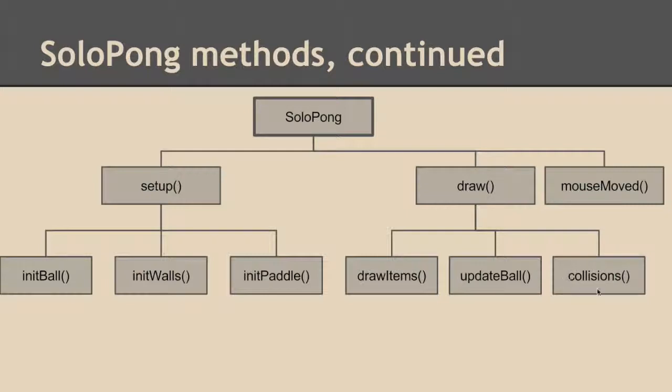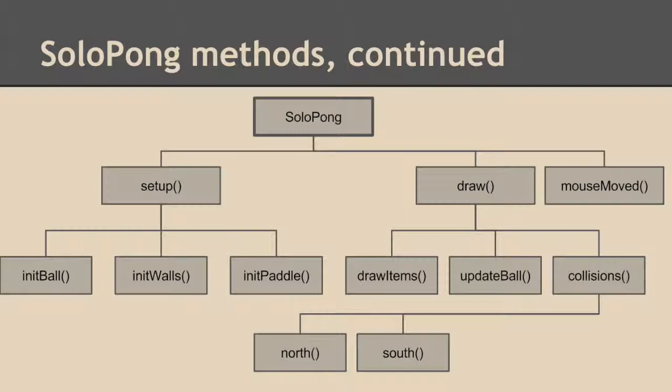Now, for the collisions method, what we'll do is further decompose that method into sub-methods that deal with each of the different collisions that we could have. So we'll have a north method to detect when the ball collides with the north wall, a south method to detect when the ball collides with the south wall, a west method for when the ball collides with the west wall, and a paddle method that tells us when the ball collides with the paddle.